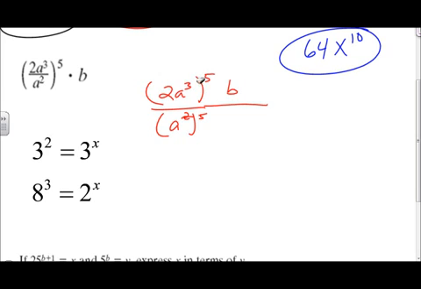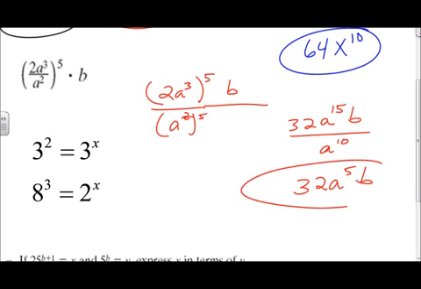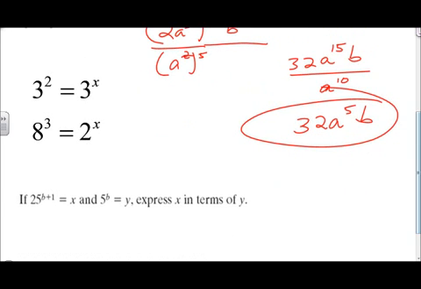In this first part, raising 2 to the fifth power is going to give me 32. The a's will be turned into a to the 15th power. I'll bring the b along. On the bottom, I've got 2 times 5, so that'll give me a to the 10th. And the last thing I want to do is reduce if I can. We have that law of exponents that says we subtract when we're dividing as long as the base is the same. So this will leave me with 32a⁵b, and that would be my solution for that problem.